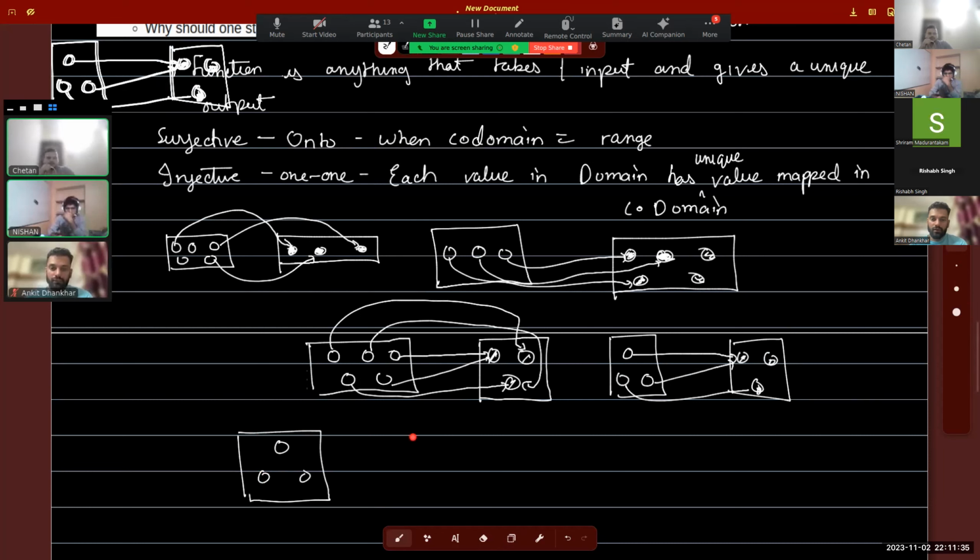3 balls in the first box and 3 balls in the second box. Okay. Now map each ball to a unique output. So see, I have defined a couple of different domains and codomains here, right? These boxes actually represent domain and codomain.